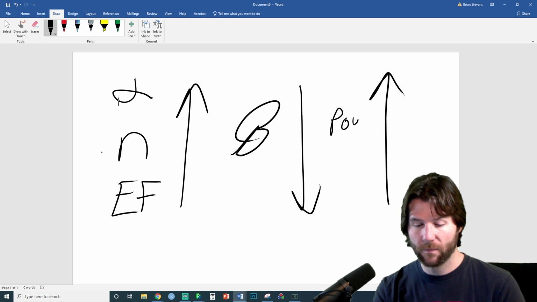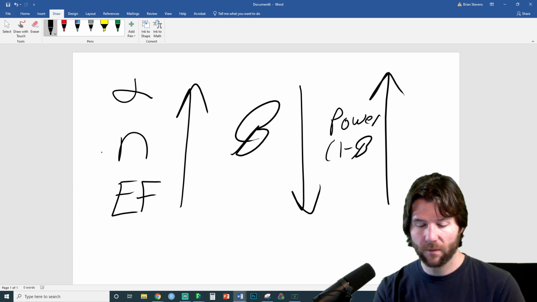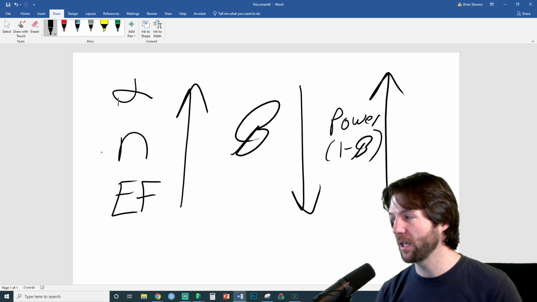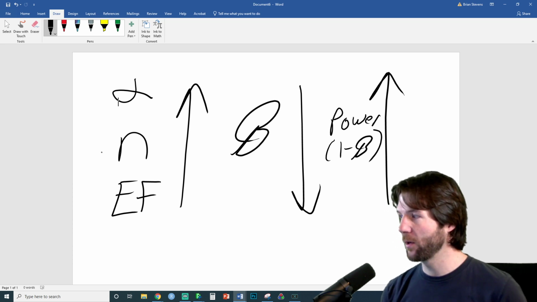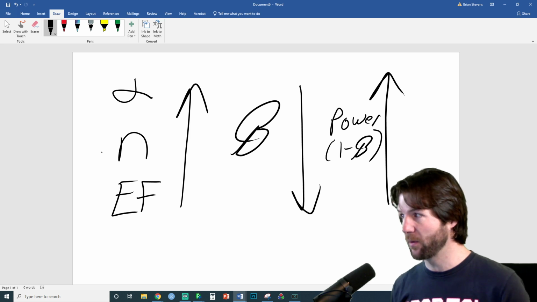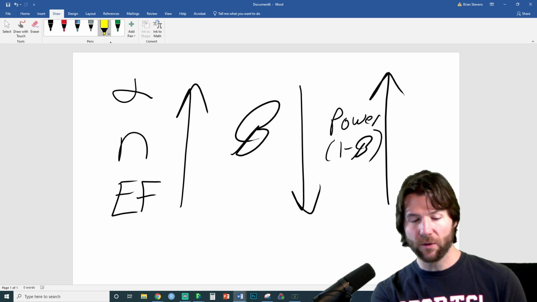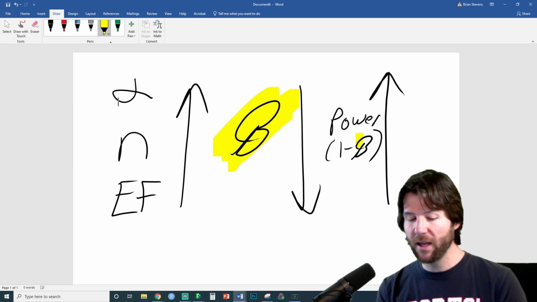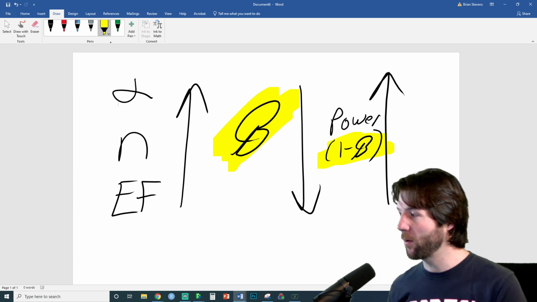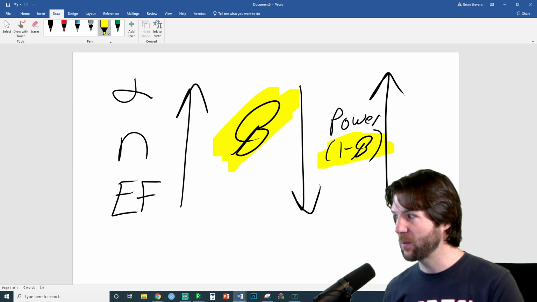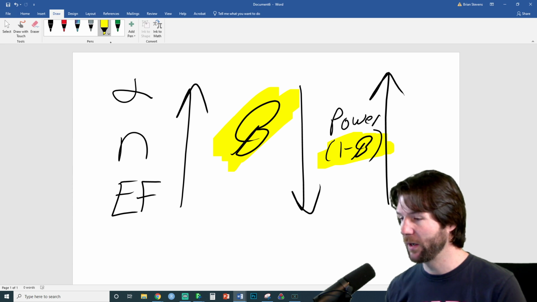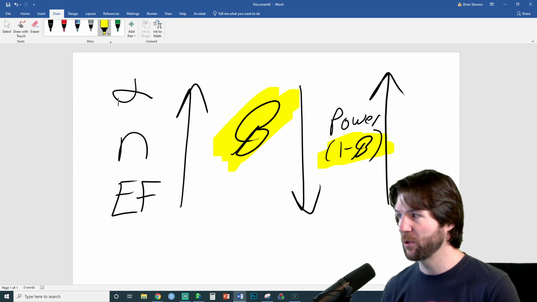Power is the inverse of beta. It's everything but a type 2 error. Power is the ability to reject the false null. And if beta goes down, power goes up because they're inverse. Just look at the equation right here: when you have beta, 1 minus beta is power. So if beta is 0.9, power is 0.1. If beta is 0.2, power is 0.8. So they're inverses of each other.